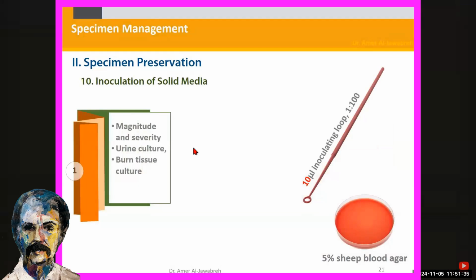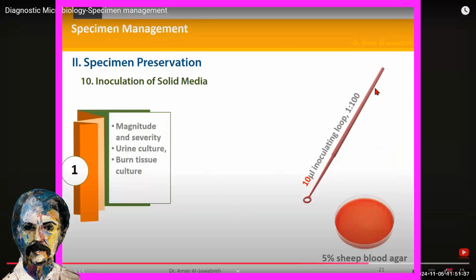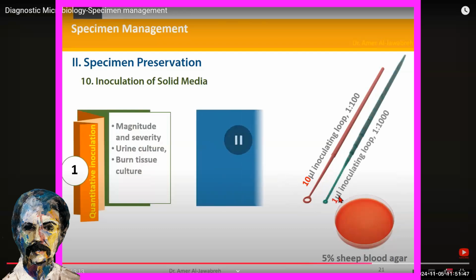Inoculation on solid media. Look, this is what we call an inoculating loop. We commonly use two types, either the one with 10 microliters or the one with 1 microliter. I prefer this one because it makes it easy, especially in urine, because it makes it easier for us to make the count. Both will do.